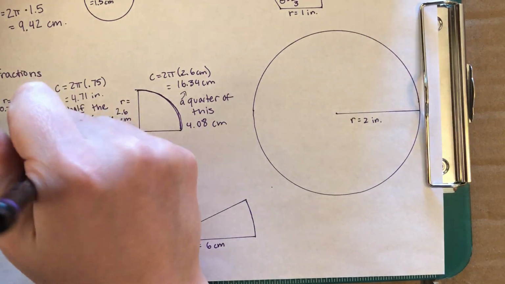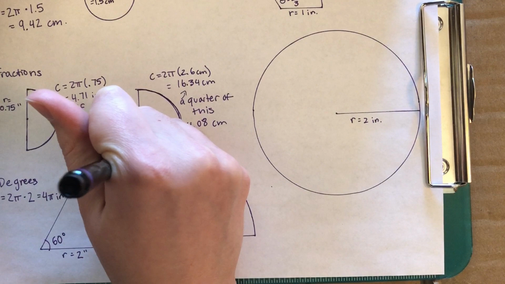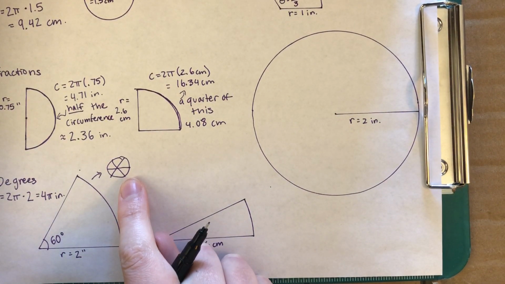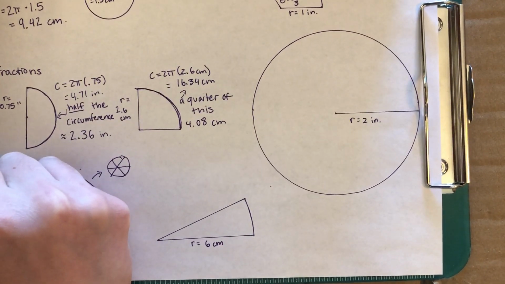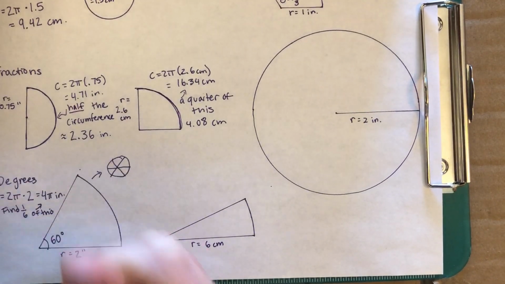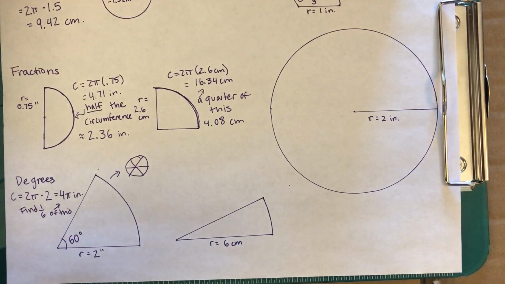And then let's think about what I would need to do to figure out this arc length of 60 degrees. Now, maybe you can see that 60 degrees is 1/6 of a circle. So we can just find 1/6 of this number to find the length of this arc. That would be the same thing as we did up here. It's 1/6 of a circle, so I'm going to take 1/6 of this number, and that's going to be my answer.